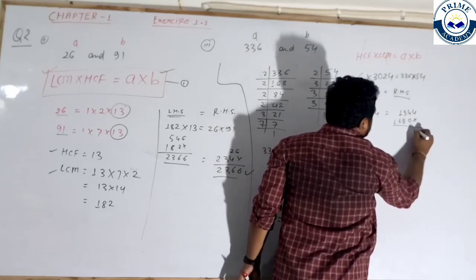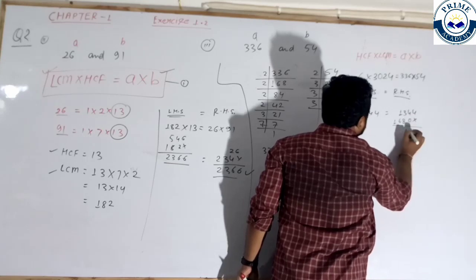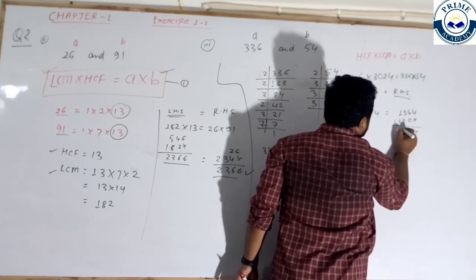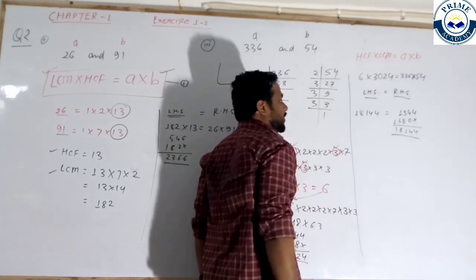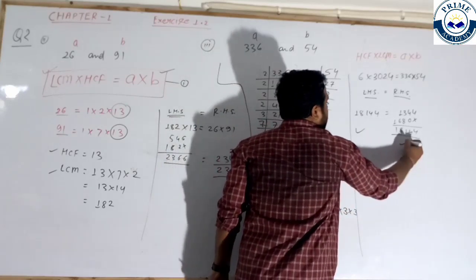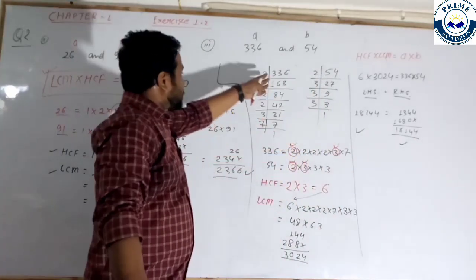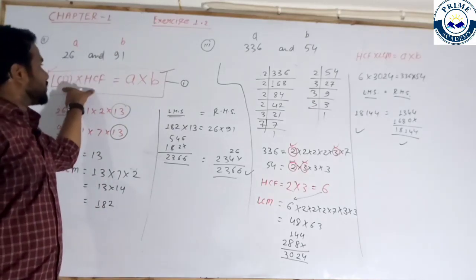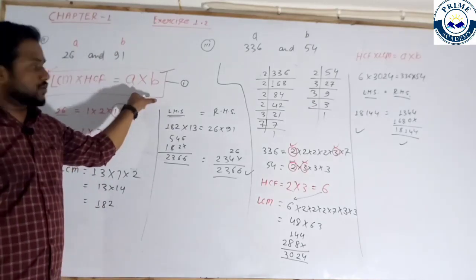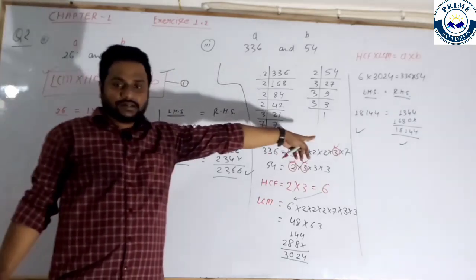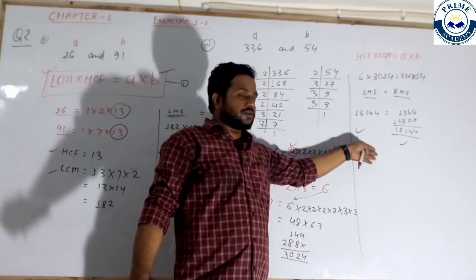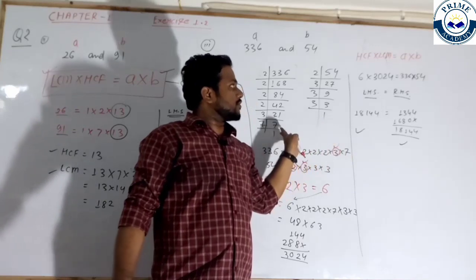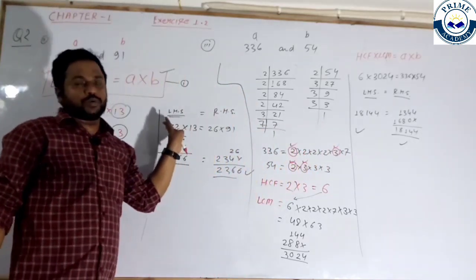What you will get? 4 4. This will be 1. This will be 7 into 8 1 0. So what do you get? This is right hand side equals to left hand side. Hence it is justified that product of HCF and LCM of two numbers is equal to product of two numbers. Right? Same things are calculated over here. So this is all about question number 2.